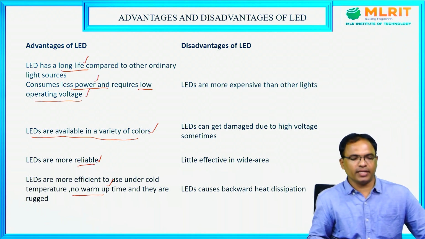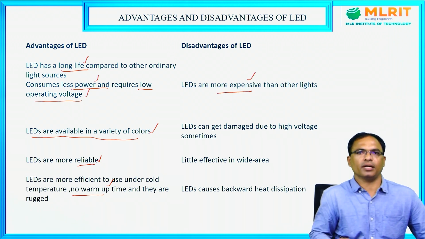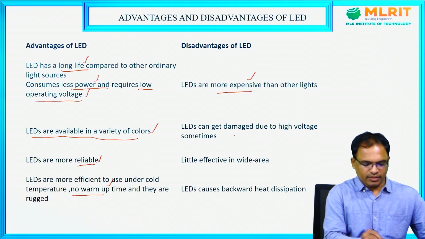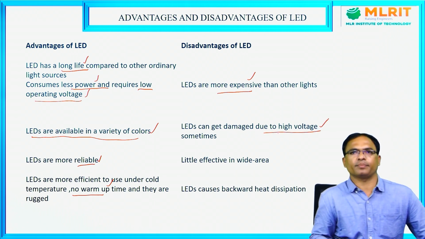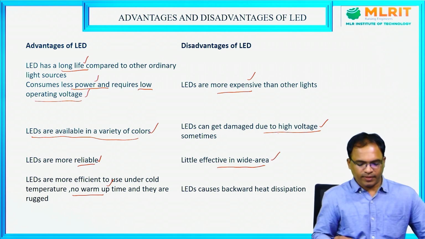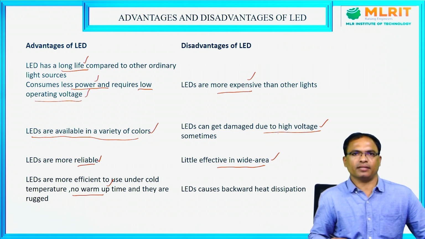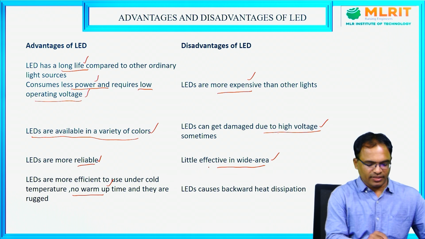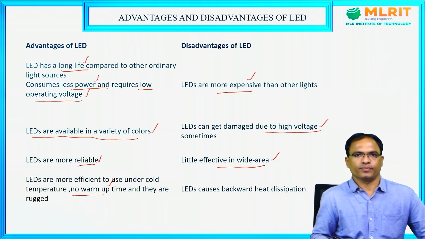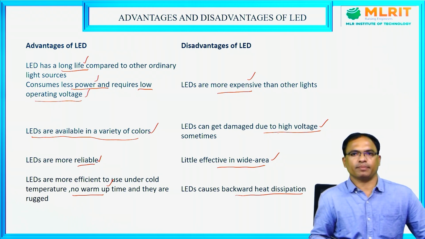At the same time, LEDs also have some disadvantages. They are more expensive when compared with ordinary light sources. And as I told, LED can operate at low voltages. Sometimes when high voltage comes, there is a possibility of damage. And as time goes on, the intensity of light coming from the LED will decrease. As a result, the LED is less effective over a wide area. And finally, even in the case of LEDs, backward heat dissipation takes place.